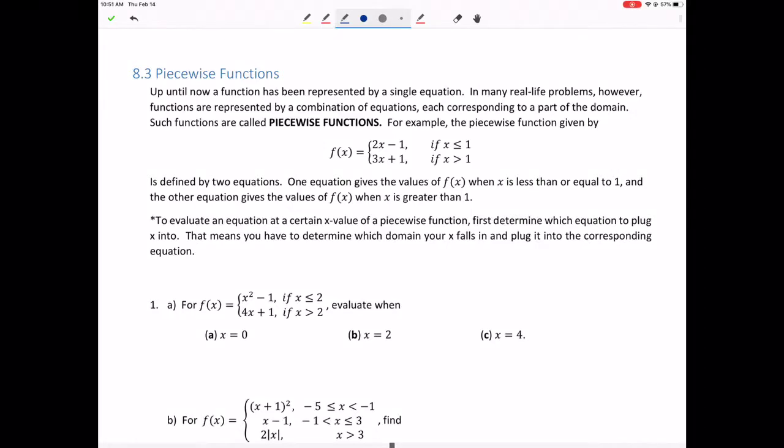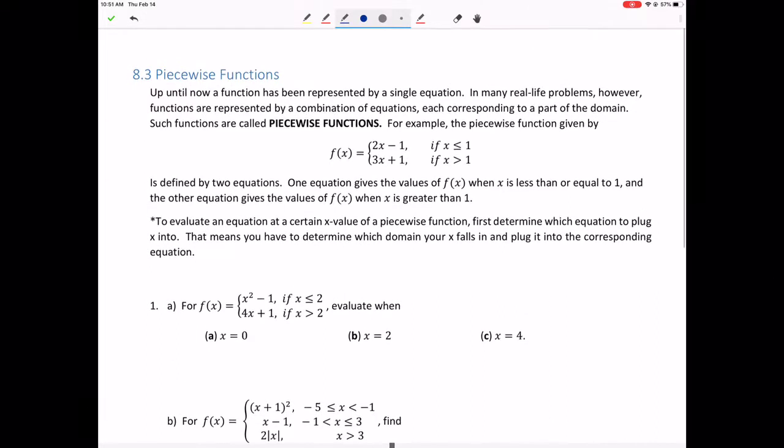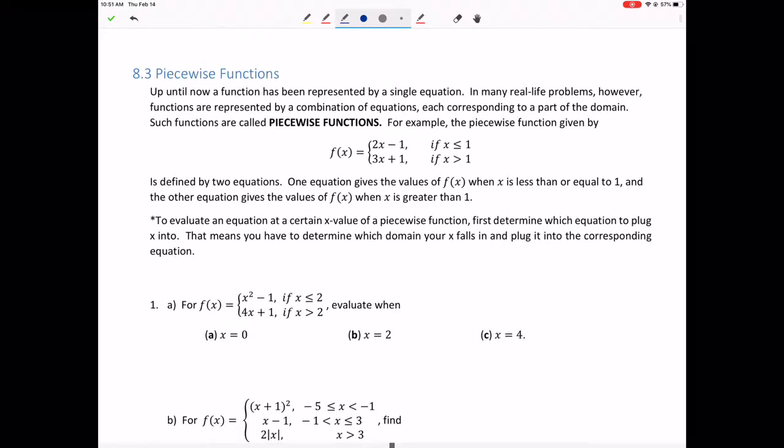Here we are in 8.3 Piecewise Functions. All right, this is going to be your favorite. Up to this point we have been doing functions, like f of x is a function, where we only have one single equation. In many real-life situations, one single equation won't suffice.